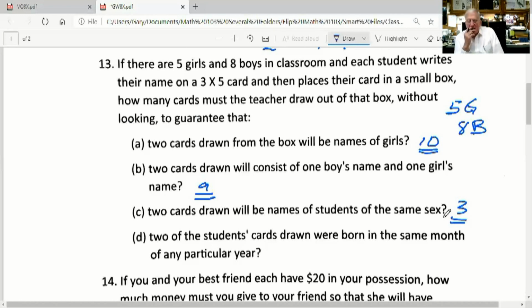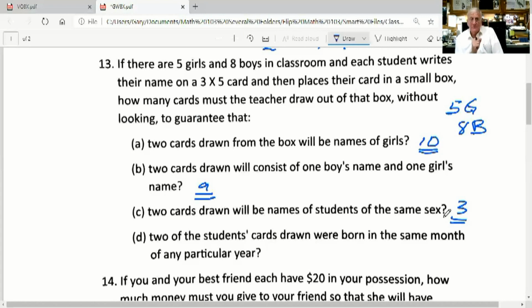How many cards would she have to draw out to absolutely guarantee that 2 students' cards drawn were born in the same month of any particular year? Same month. Well, we know there's 12 months in a year, right?